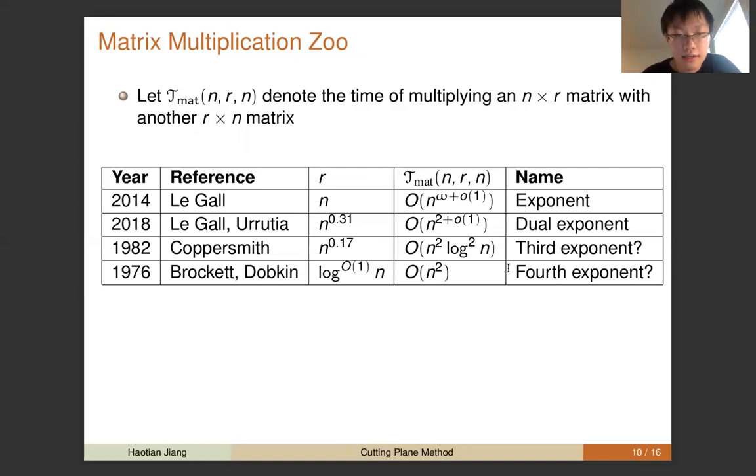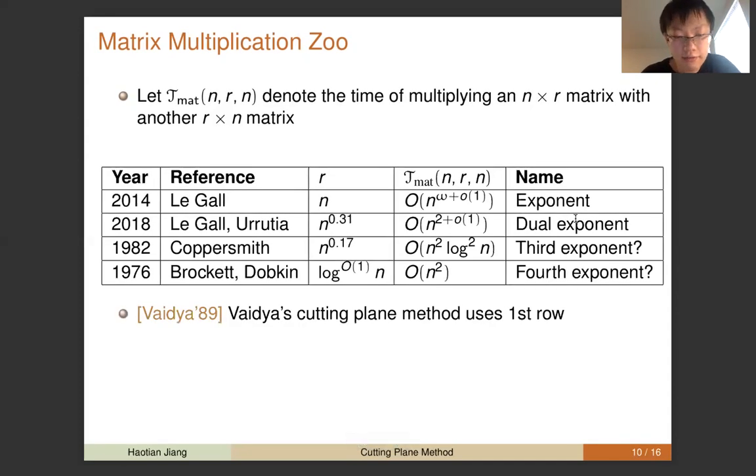When r is n to the 0.31, the runtime can be n to the 2 plus little o(1). This number 0.31 is called the dual exponent of matrix multiplication. But we also need to use the following old result. When r is n to the 0.17, the runtime becomes n squared log n squared. There's no name for that. Let's maybe call it the third exponent or something. For r equal to poly log n, the multiplication can be done in n squared time.